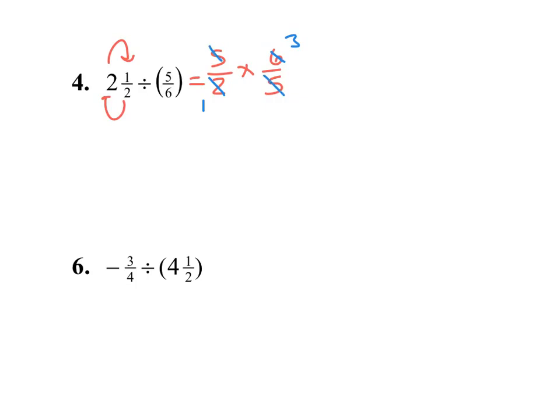5 and 5, what's the greatest common factor between 5 and 5? It is 5, you got it. So 5 will go into 5 one time. And let's go ahead and multiply straight across. So 1 times 3 is 3. 1 times 1 is 1. And then when we simplify 3/1, we get a whopping answer of 3. Good job. Let's go on to number 5.